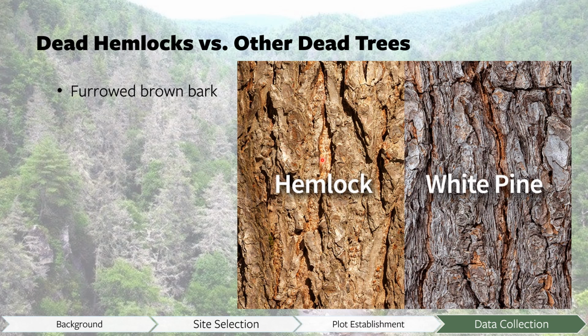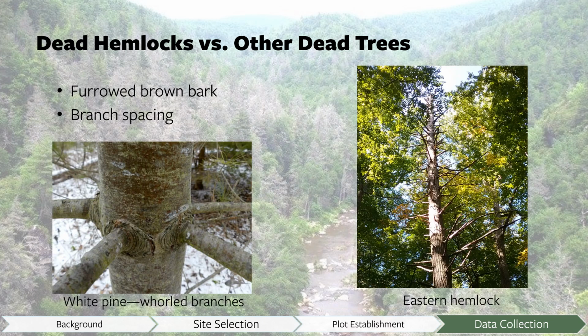It also has these longer, more vertical furrows. With white pine, it's going to be more on the grayish side, possibly a little bit darker, and it's going to have more of these whorled patterns to it rather than these long furrows. Something else to keep in mind is branch spacing. So it's not always this stark, but with white pine, you'll often see these pretty evenly spaced whorled branches. And with eastern hemlock, it's a little bit more chaotic. It's a little bit less predictable.